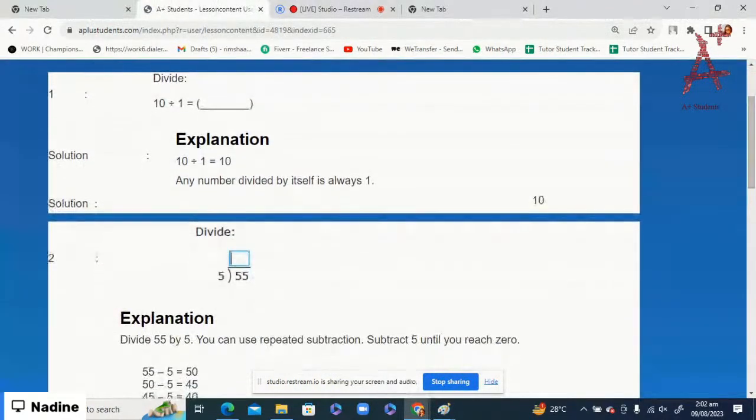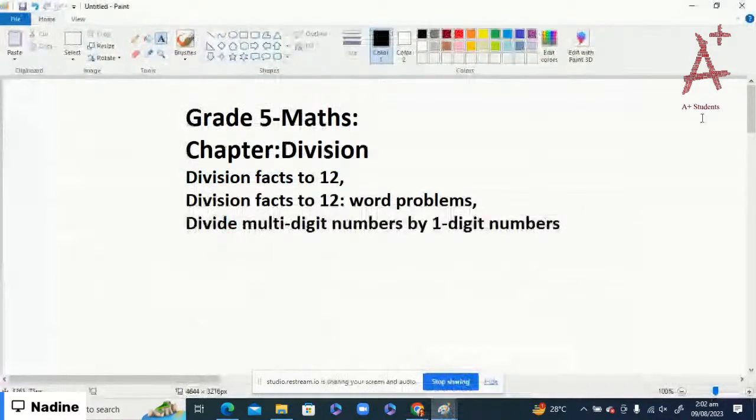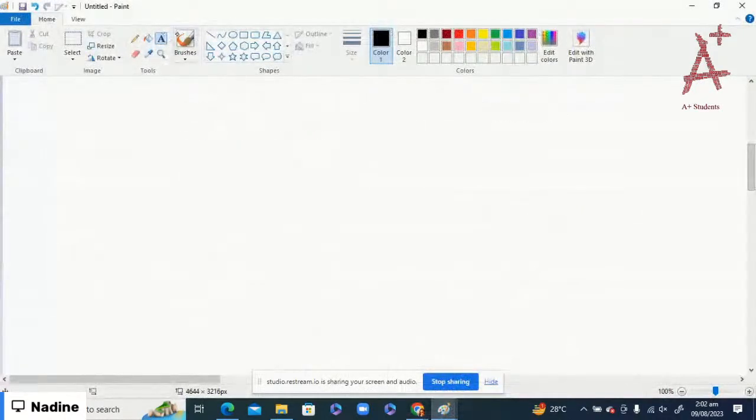So from here we just need to divide it. Okay, let's divide 10 divided over 1, and then here are different questions, so we divide one by one all of it. Let's start from question 2. Here is the question, that is 5 divided over 55.